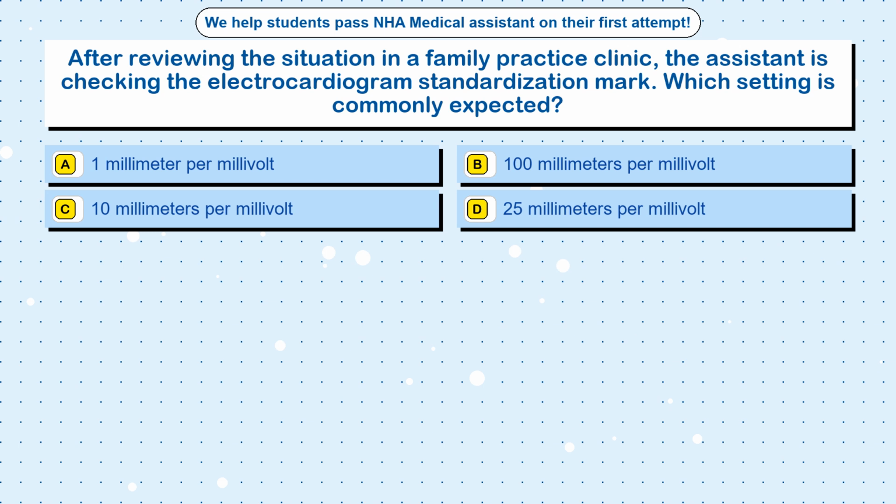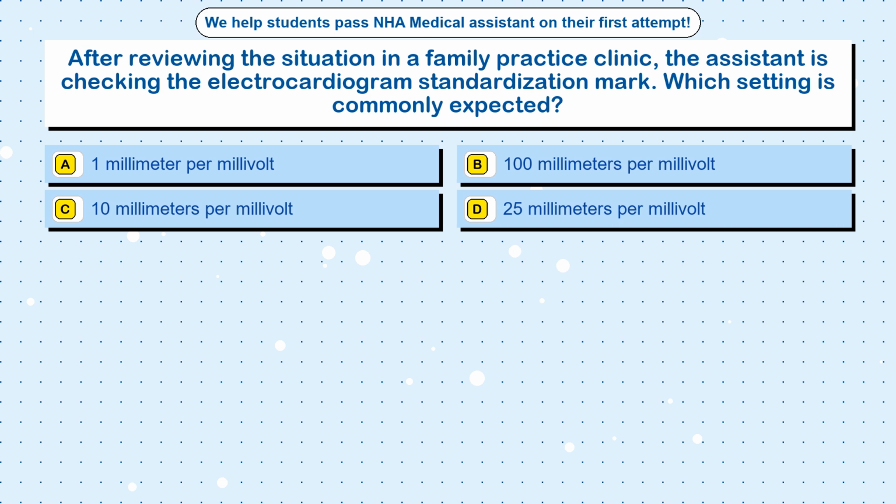Question 28. After reviewing the situation in a family practice clinic, the assistant is checking the electrocardiogram standardization mark. Which setting is commonly expected? Option A, 1 mm per millivolt. Option B, 100 mm per millivolt. Option C, 10 mm per millivolt. Option D, 25 mm per millivolt.